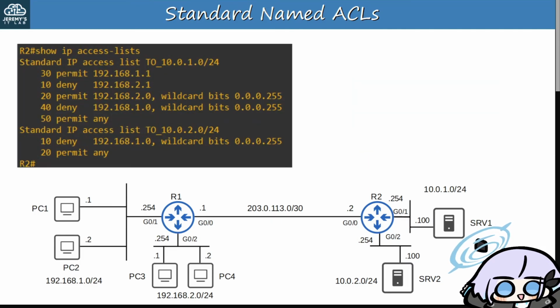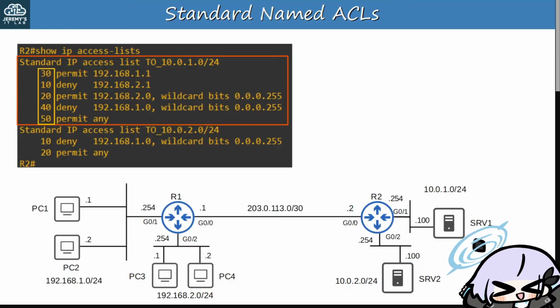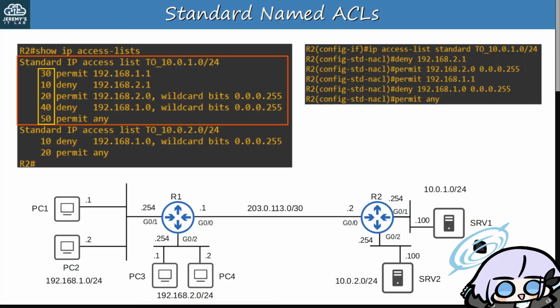Let's check those ACLs with show IP access lists. Do you notice something strange about the 2_10.0.1.0/24 ACL? Look at the sequence numbers. They're not in order. 30, then 10, then 20, then 40, then 50. And look at the order I configured them. The sequence numbers match the order I configured the entries, but their actual order in the ACL is totally different. Why is 30 up there for some reason?